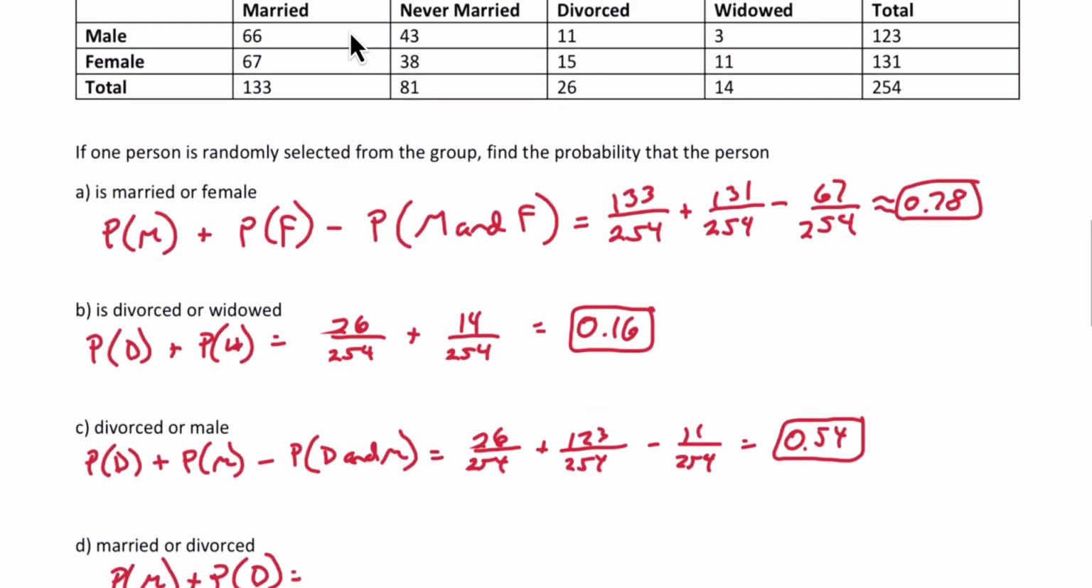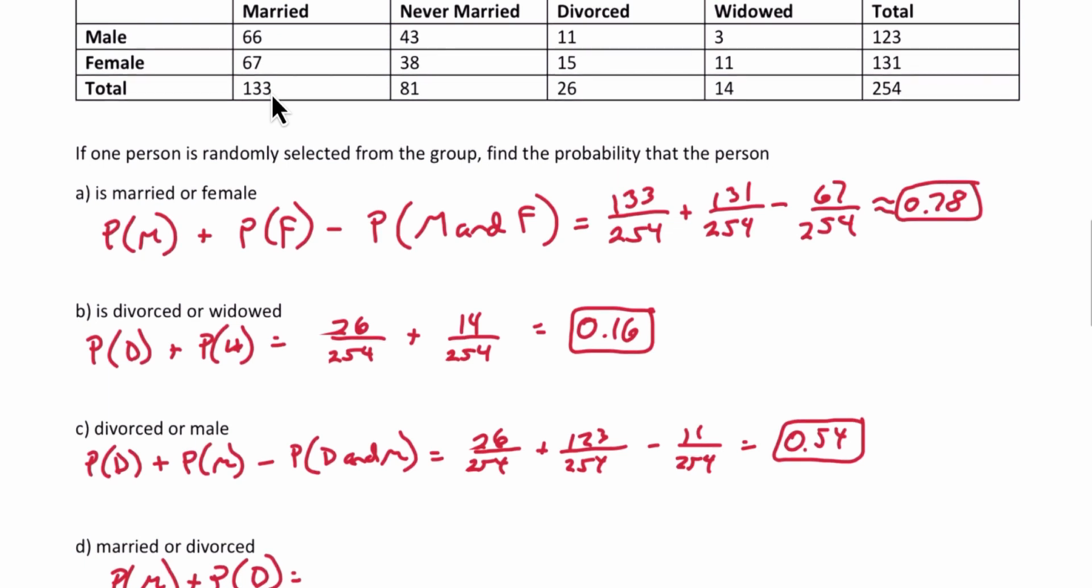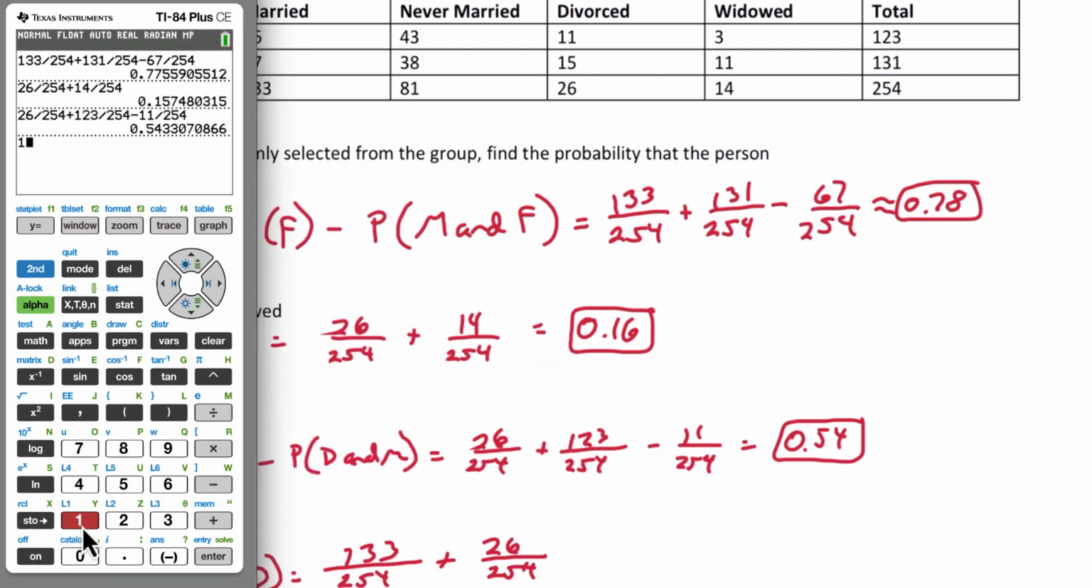Probability of married is 133 out of 254. Plus the probability of divorced, there are 26 out of 254. And this gives us roughly 0.63.